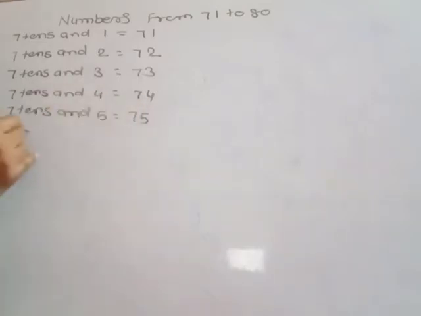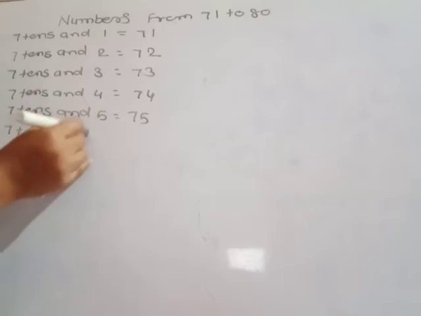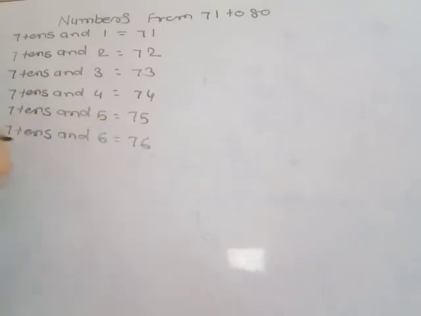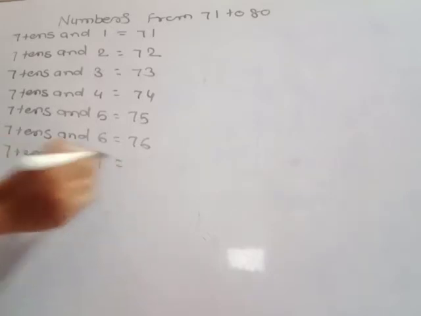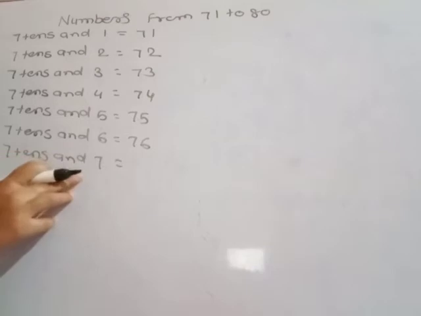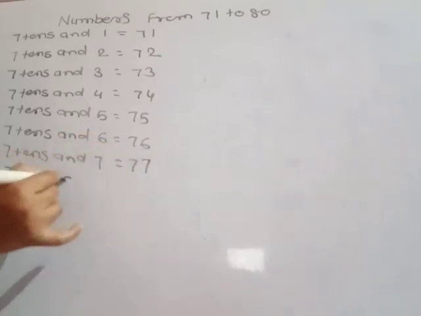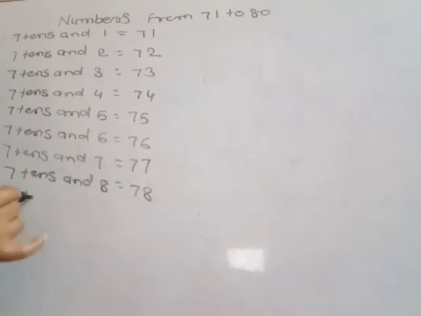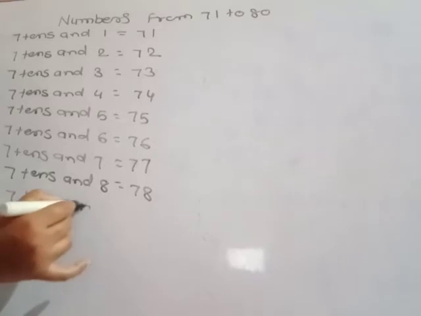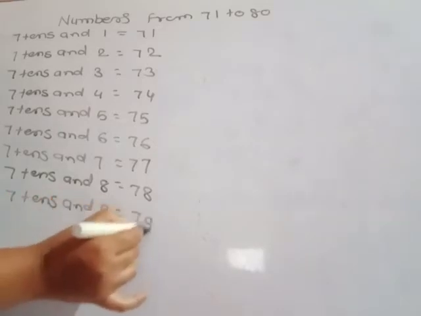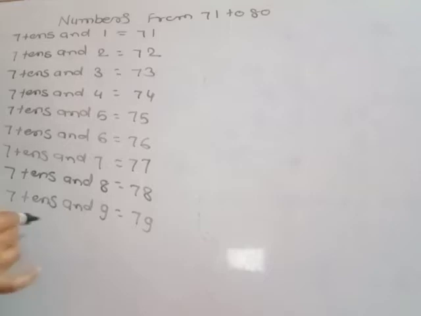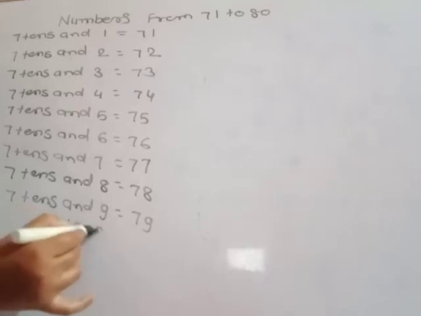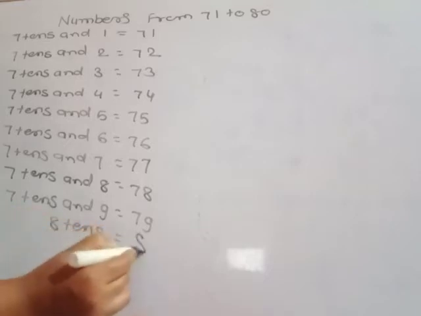75. 7 tens and 6, 76. 7 tens and 7. 7 tens means 70. 70 plus 7 is equal to 77. 7 tens and 8, 78. 7 tens and 9 is equal to 79. And last one, 8 tens. 8 tens means 80.